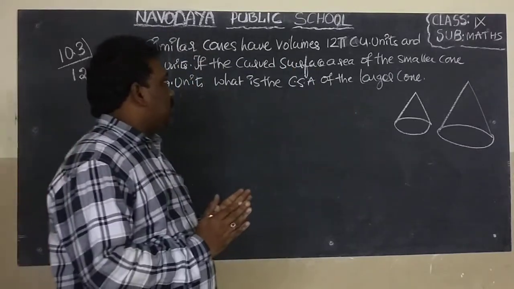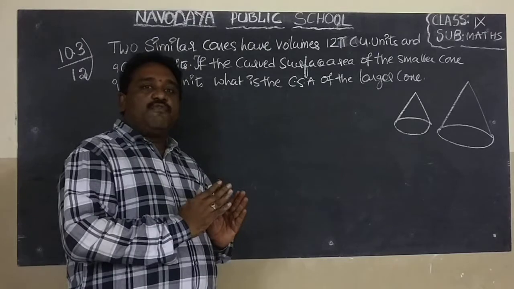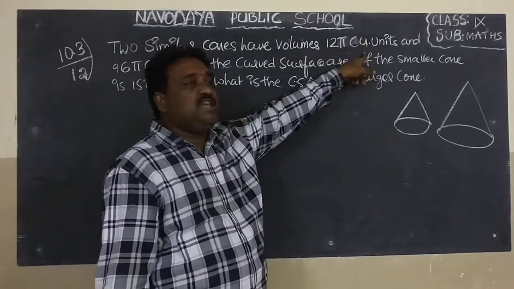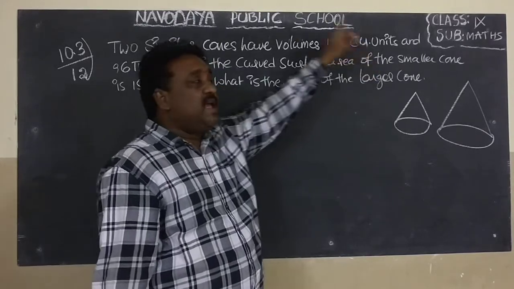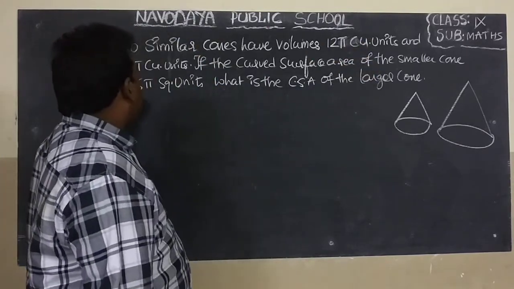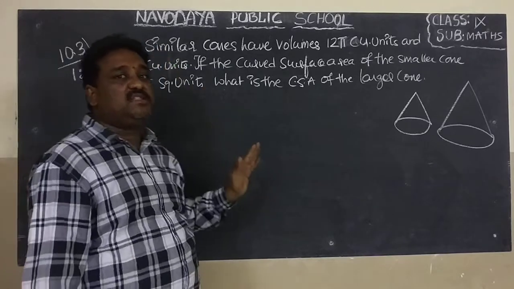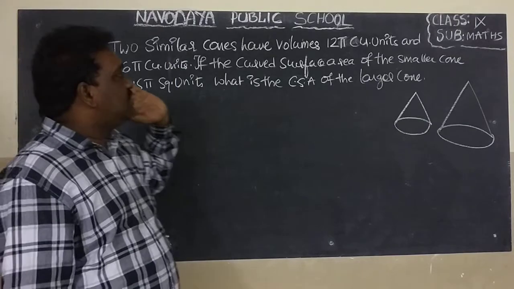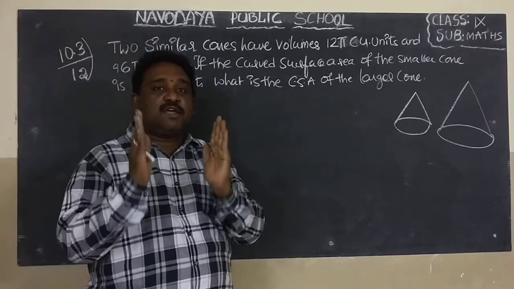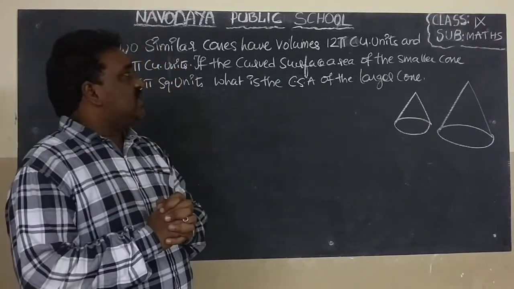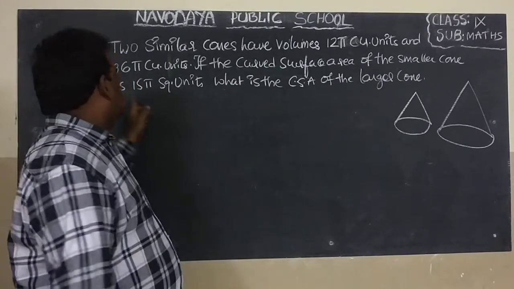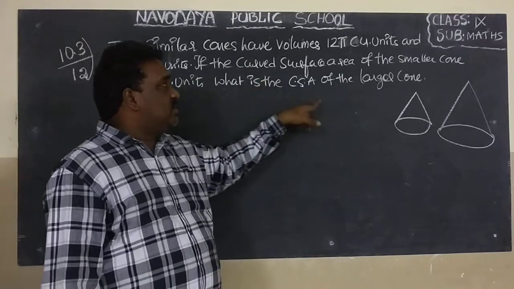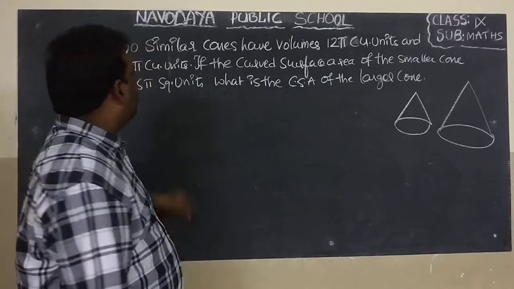What is there in the problem? Volume of the smaller cone is 12 pi cubic units. Cu means cubic units. And volume of the larger cone is 96 pi cubic units. Full stop. Now about curved surface areas. Curved surface area of the smaller cone is 15 pi square units. What is the curved surface area of the larger cone?